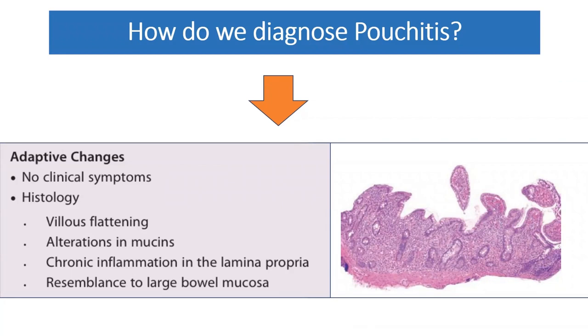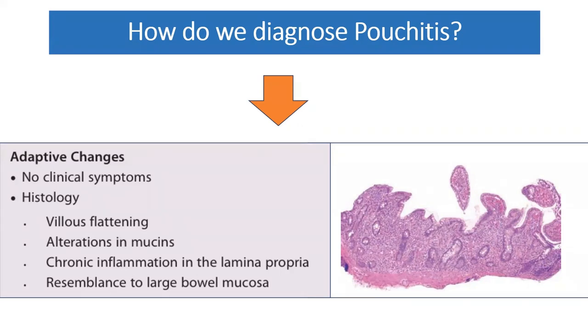And what you will see in this is that there will be some villus flattening. You can see one floating villi in this diagram showing in front of you, for example. But they are getting more blunt, more flattened. There will be alterations of the myosin. The chronic inflammation in the lamina propria will become more witnessed, as you can see. This is more than what you would see in the lamina propria of a small bowel. And it will get all the resemblance to the large bowel mucosa.